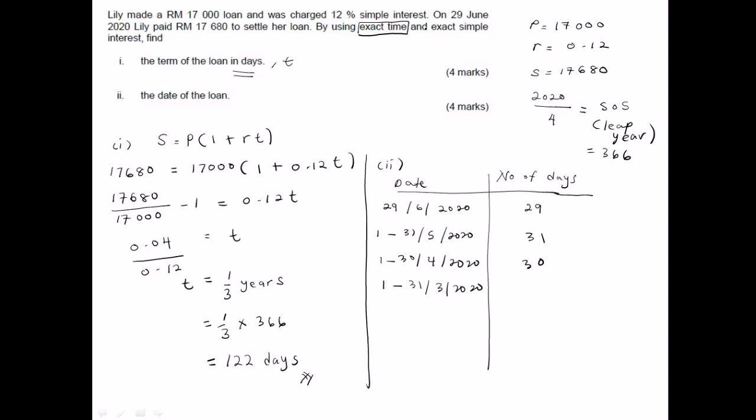And remember, over here we are using exact time, so we must take exactly the number of days for each month. 31 days for March. So far we have 29 plus 31 plus 30 plus 31, so far we have 121 days. We want the total to be 122 days. So we only need one more day in here. One more day.